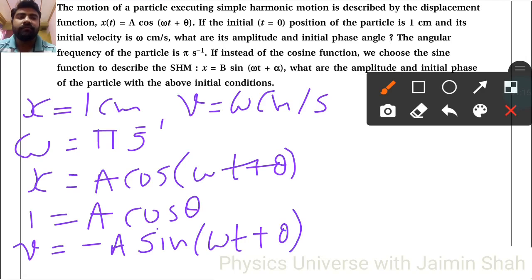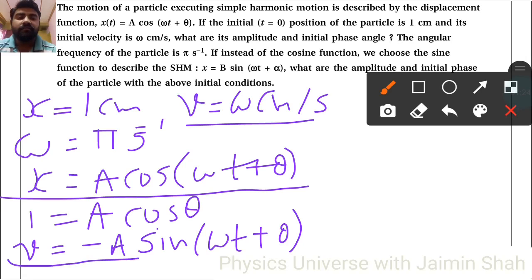Now for velocity, v is equal to minus A ω sin(ωt + θ). Again, if this is x = A cos(ωt + θ), v will be minus A sin, because the differentiation of cos is minus sin. Now again we have to differentiate the bracket also. So ωt differentiation, ω is constant, so I have to write ω here, and dt by dt is 1, θ is constant, that's why 0. So we are left with A ω also.